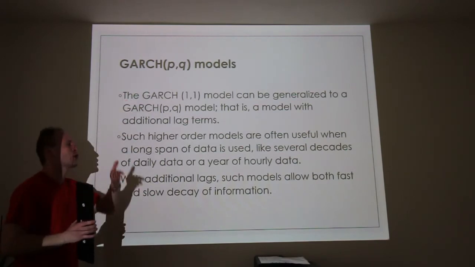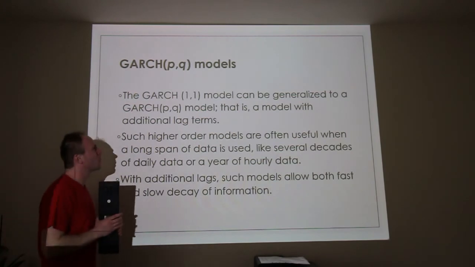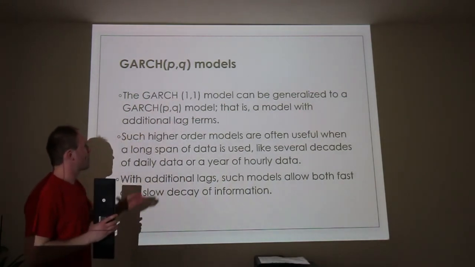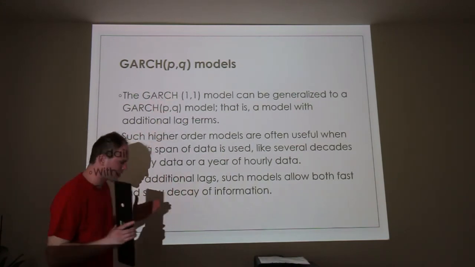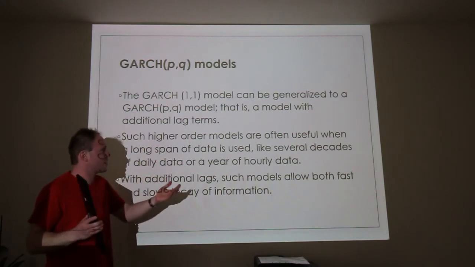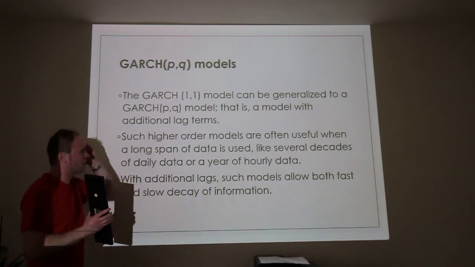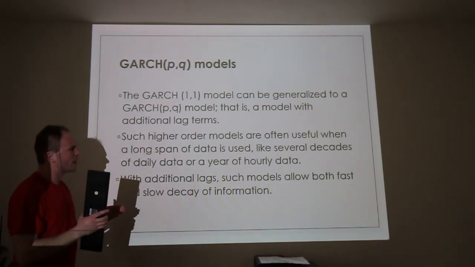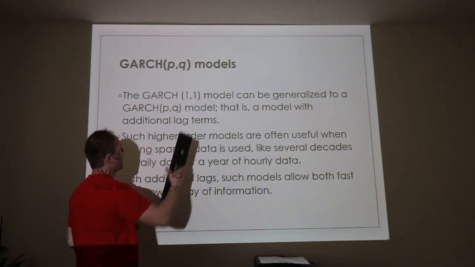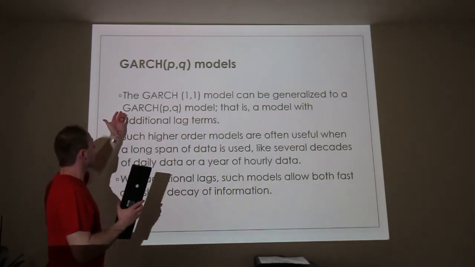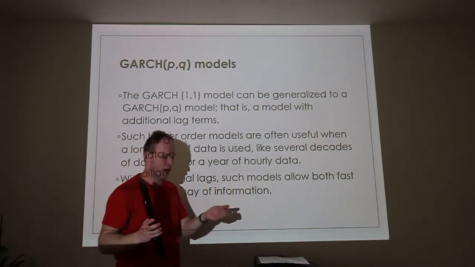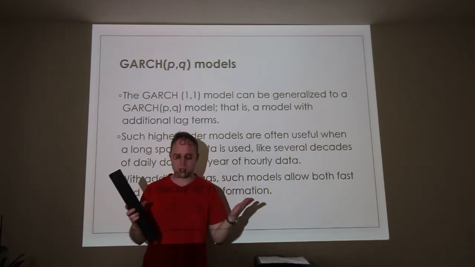So we know that GARCH means generalized autoregressive conditional heteroscedasticity model, but in the previous cases we used only examples where P was equal to 1 and Q was equal to 1. So we used some number of parameters, some set order of this model. The GARCH(1,1) model can be generalized to the GARCH(P,Q) model, that is a model with additional lag terms. We can add more lags to this model.